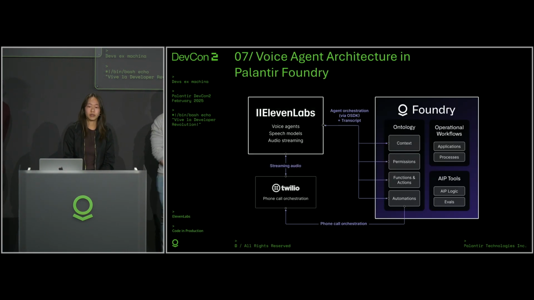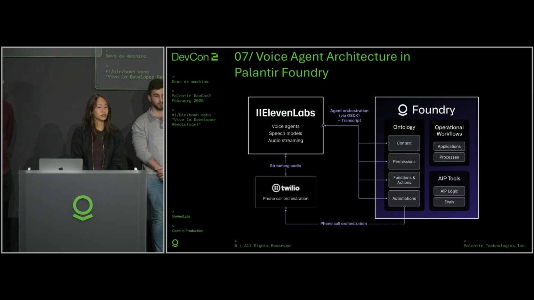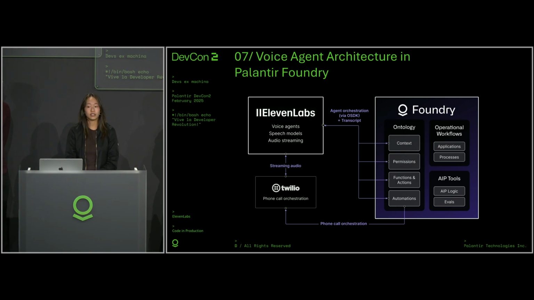So diving a bit deeper into the architecture, we start off with Foundry, which has the context in the ontology, and this is sent over to the ElevenLabs agent so that it's well informed for when it actually has to talk to your users. Foundry also houses your operational workflows and permissions so that all actions taken in your platform are secure. The automations in Foundry are what can actually trigger the phone calls without needing a human in the loop at every step of the way.